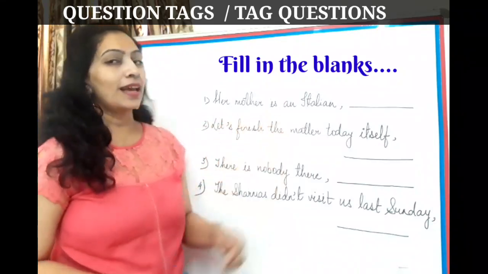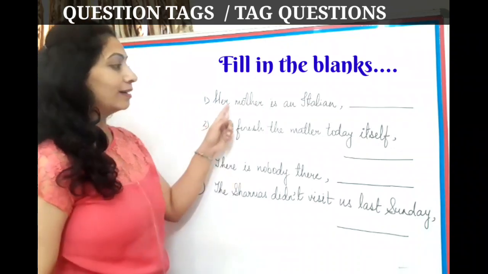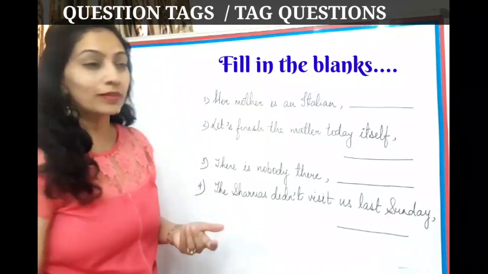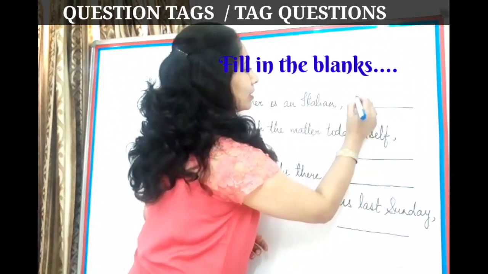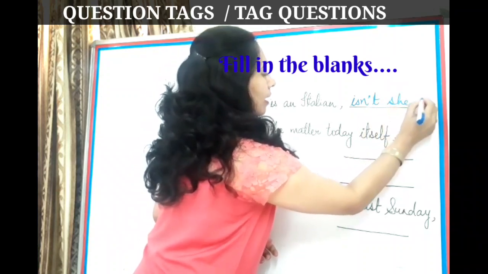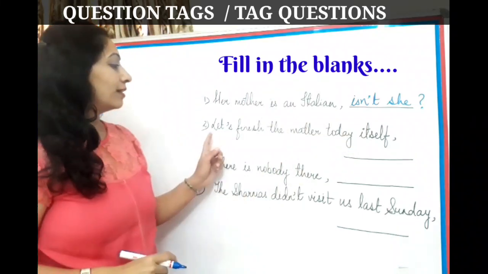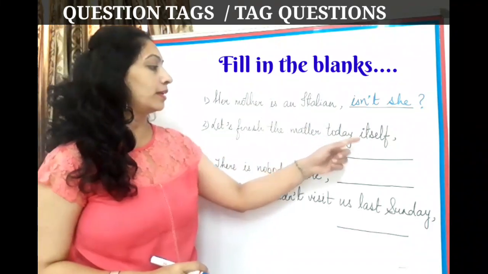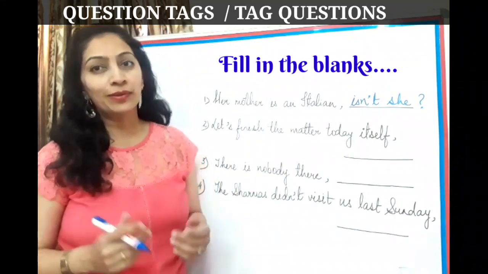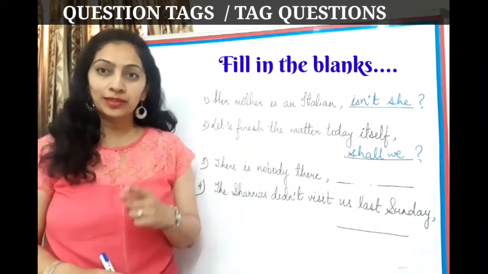Her mother is an Italian. What would you write here as question tag? Her mother, mother is a singular. So what are we going to write here? Isn't she? And a question mark, not to forget. Let's finish the matter today itself. What will be the question tag there? Shall we? There is nobody there. Now this sentence starts with there.